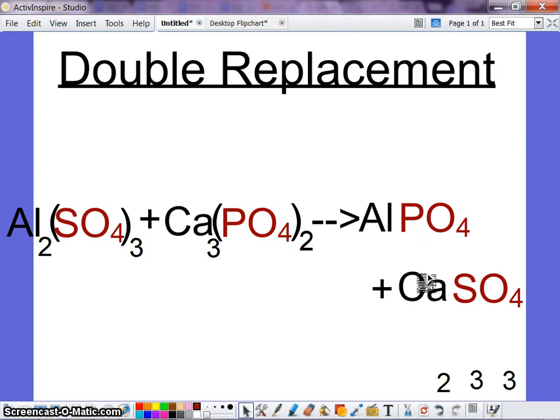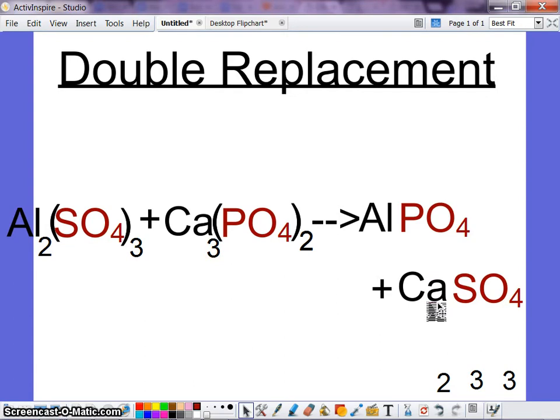However, we're not done because we need to make sure that aluminum and phosphate can exist in a 1-to-1 ratio. Aluminum is +3, phosphate is -3. So that can exist in a 1-to-1 ratio. It's okay as written.